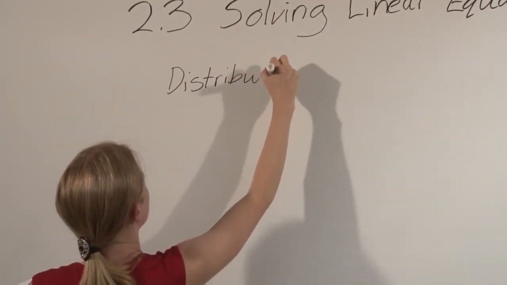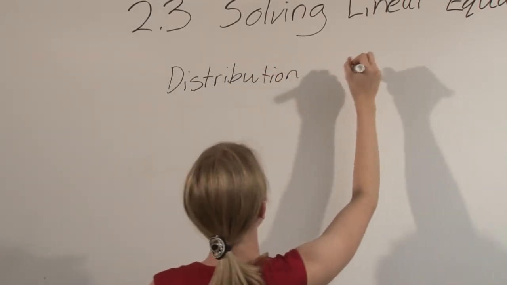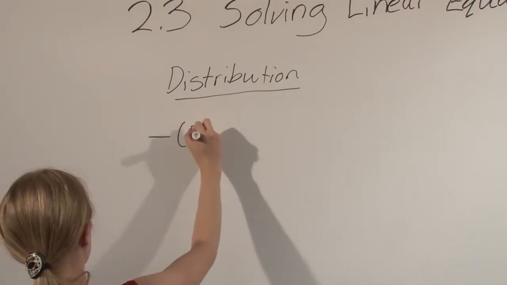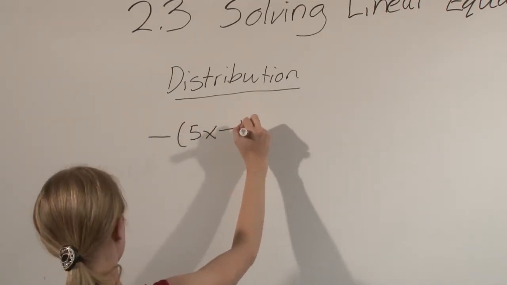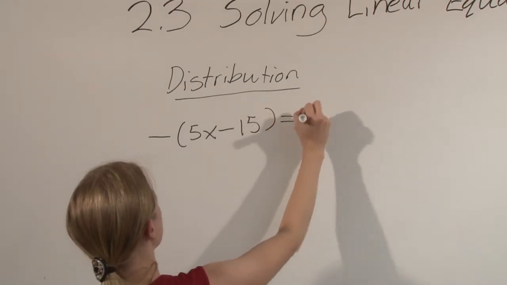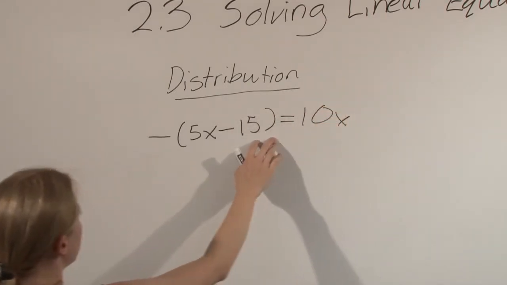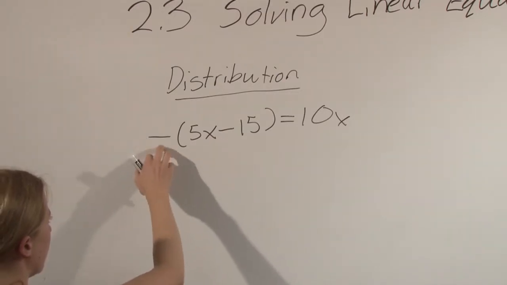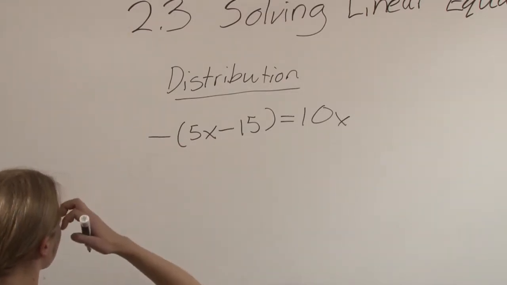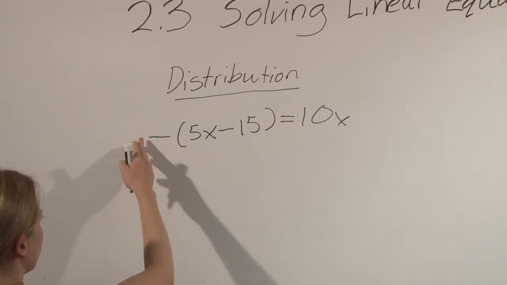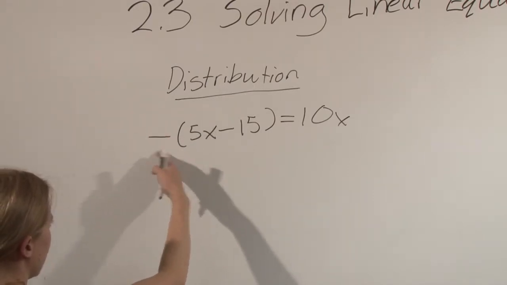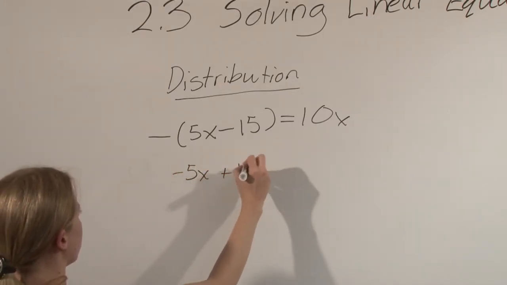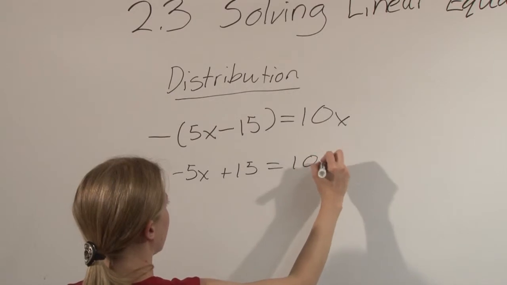So the first kind of equation I wanted to look at is when you have distribution. So if you have something like this, and you need to solve for x. Here we have this 5x minus 15 in parentheses, and before we can start solving for x, we have to take care of the parentheses. So we have to distribute a -1 through. So that's going to be negative 5x plus 15 equals 10x.